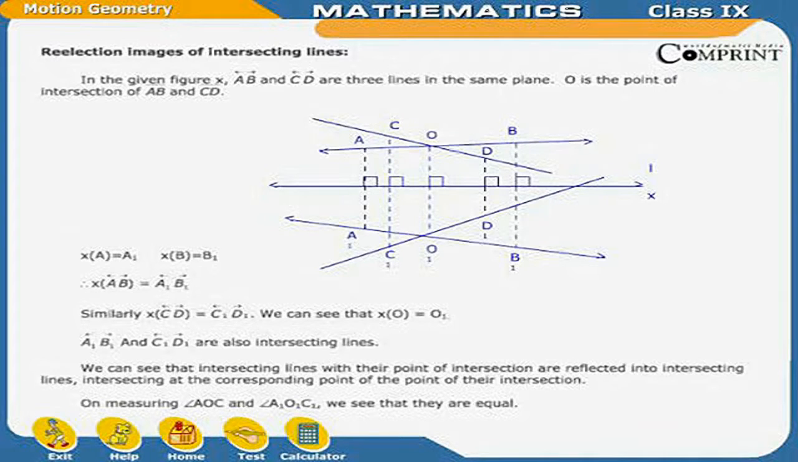We can see that the reflections of intersecting lines are intersecting lines, intersecting at the point corresponding to their point of intersection. On measuring angle AOC and angle A1O1C1, we see that they are equal.